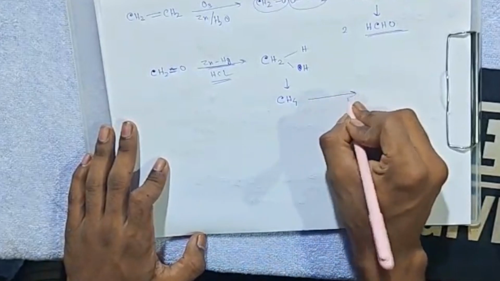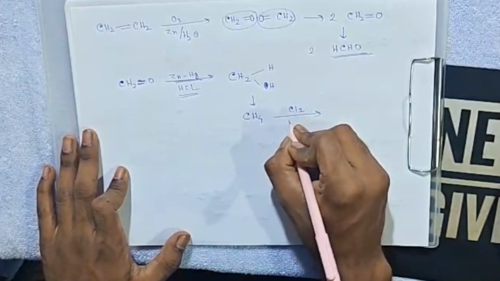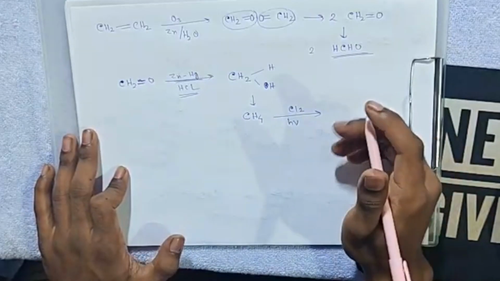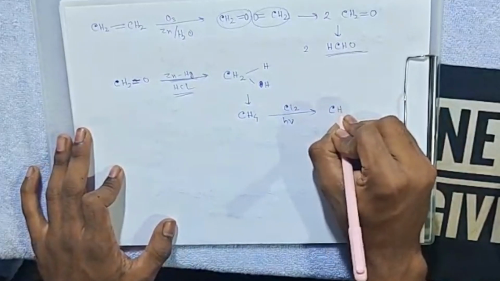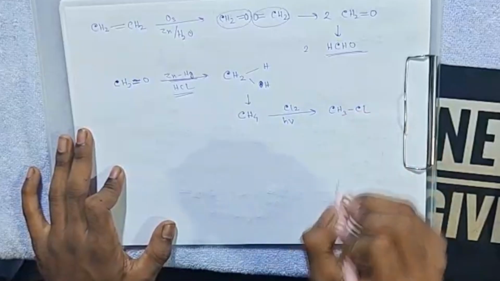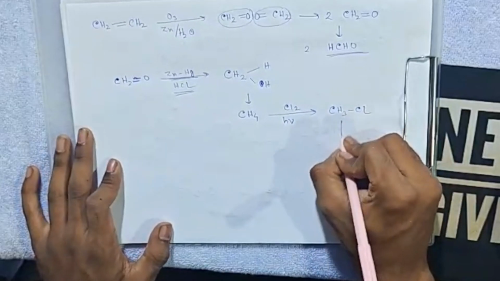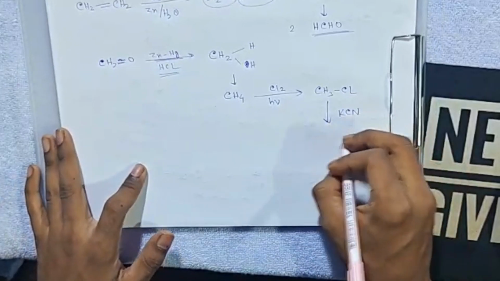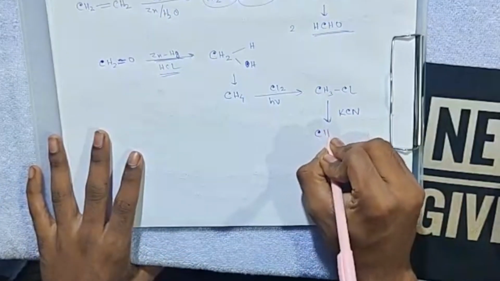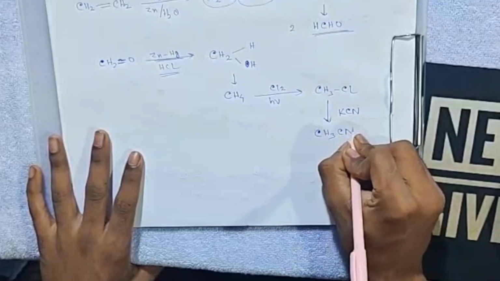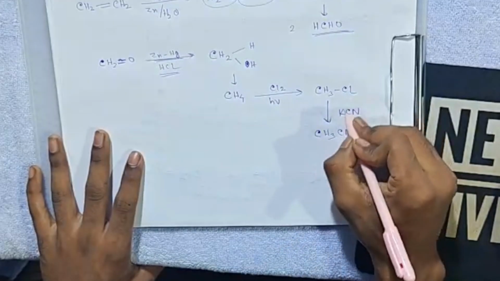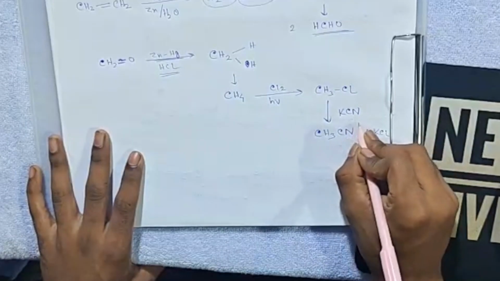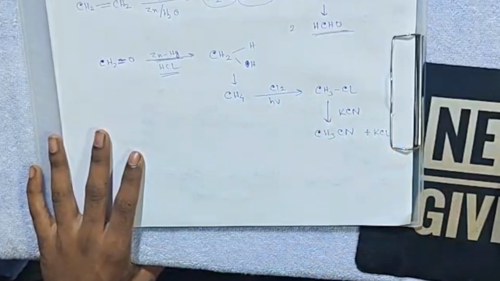Now in CH4, if you give Cl2, H nu, we all know there is only one carbon and only one type of hydrogen. So only one product will be formed, that is CH3Cl. Now in this CH3Cl, if you give KCN, then it will form CH3CN. This means the CN will attach to the carbon chain, and as a byproduct KCl is formed.